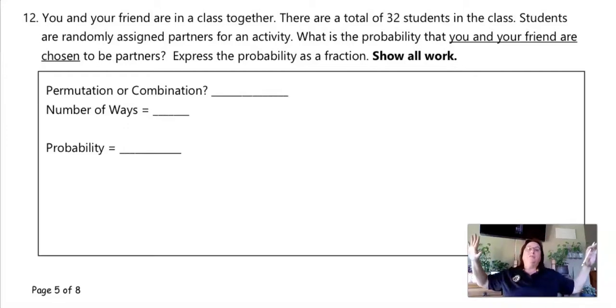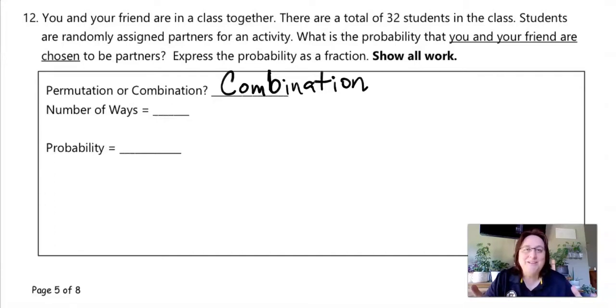Before we do anything, we have to figure out, is this a permutation or a combination? Does the order matter in which partners are chosen, or does the order not matter? What do you guys think? Permutation or combination?